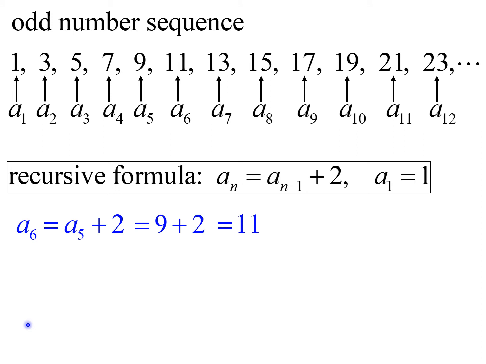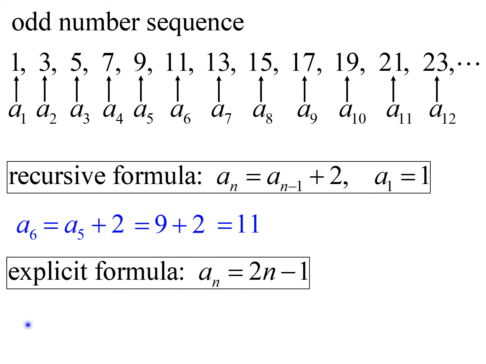Well, we have a different formula for the odd number sequence called the explicit formula, and that you just plug the number in there, and we don't have other A sub this or that on the right side. So if I wanted to find out what A6 is, I plug 6 into this formula. I end up getting 2 times 6 minus 1, that's 12 minus 1, which is 11.